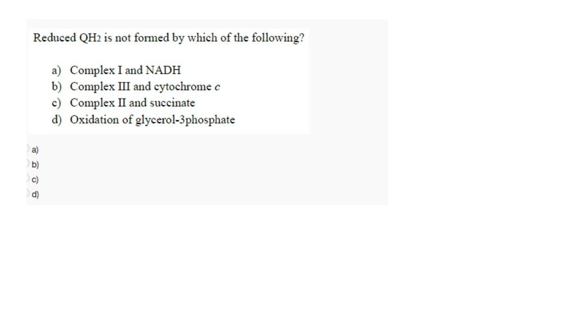Reduced QH2 is not formed by which of the following? Complex 1 and NADH, complex 3 and cytochrome C, complex 2 and succinate, oxidation of glycerol 3-phosphate. Option B, complex 3 and cytochrome C.